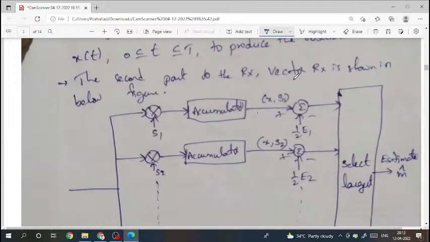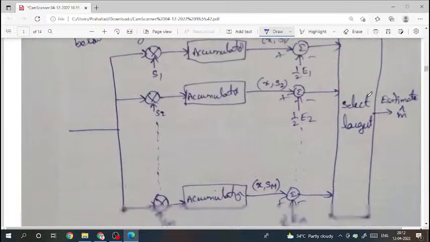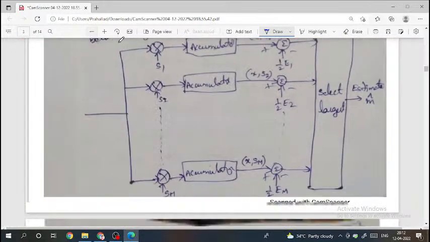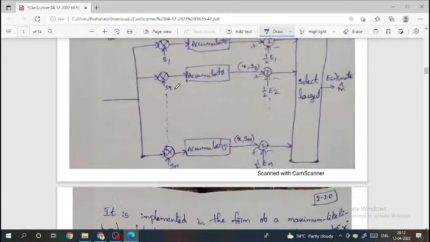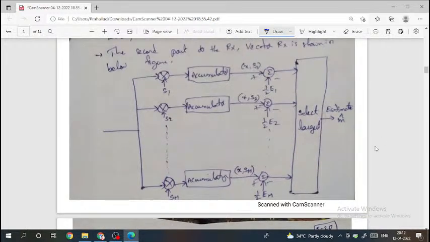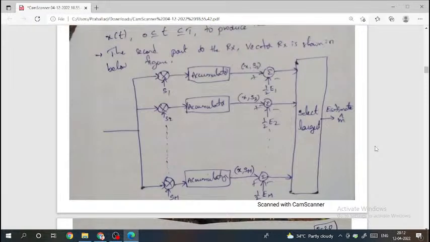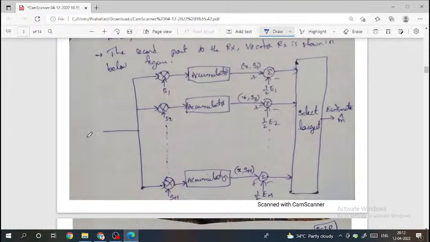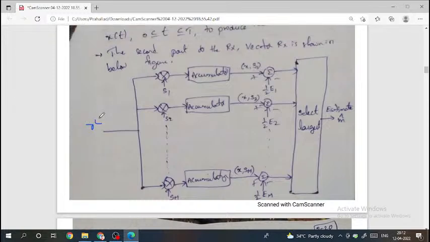The second part of the receiver is the vector receiver, which is shown in the figure below. This is the vector receiver, and here the input is the observation vector x. This is the second part of the correlation receiver. So what is the function of this one?